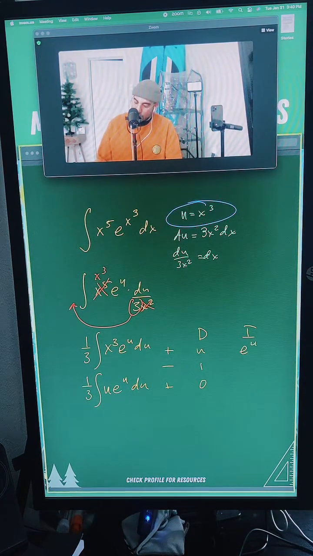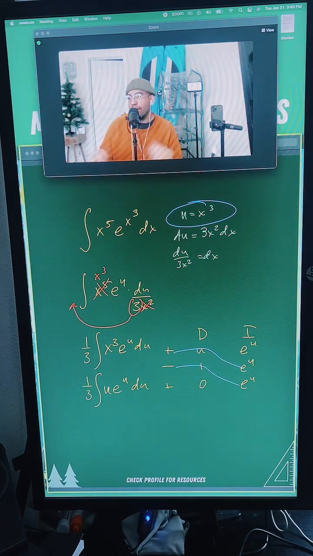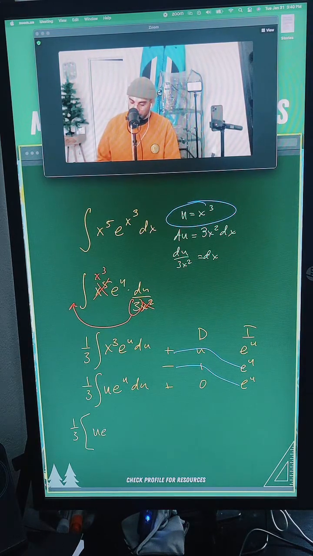And then our e to the u is our integral. We're just going to integrate that. That's just e to the u, e to the u. And then we're going to do the tic-tac-toe, basically. And now our answer still has a 1/3 on the front. And then we're going to start off with u e to the u minus e to the u.